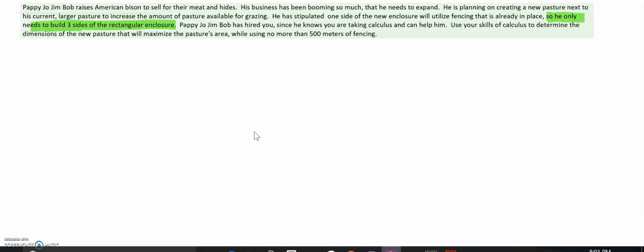Pappy Joe Jim Bob has hired you, since he knows you are taking calculus and can help him. Use your skills of calculus to determine the dimensions of the new pasture that will maximize the pasture's area while using no more than 500 meters of fencing. So this is the key information that we need here. So let's see if we can get a picture drawn of this.